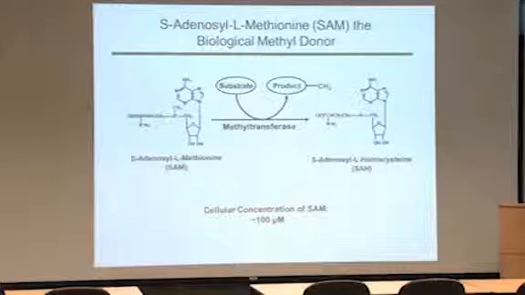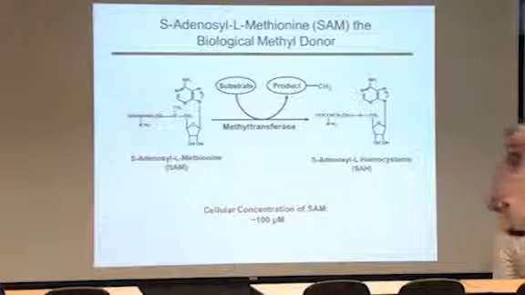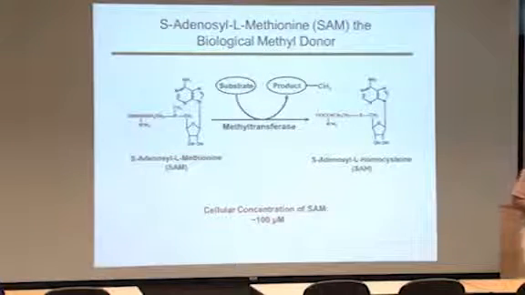So we've used these techniques to study this compound S-Adenosyl-L-Methionine, or SAM. SAM is best known as a methyl group donor. You take SAM, which is present in your cells at about 100 micromolar or so. Then there's the enzymatic transfer of this methyl group to substrates, often proteins, nucleic acids, lipids, ending up with S-Adenosyl-homocysteine.